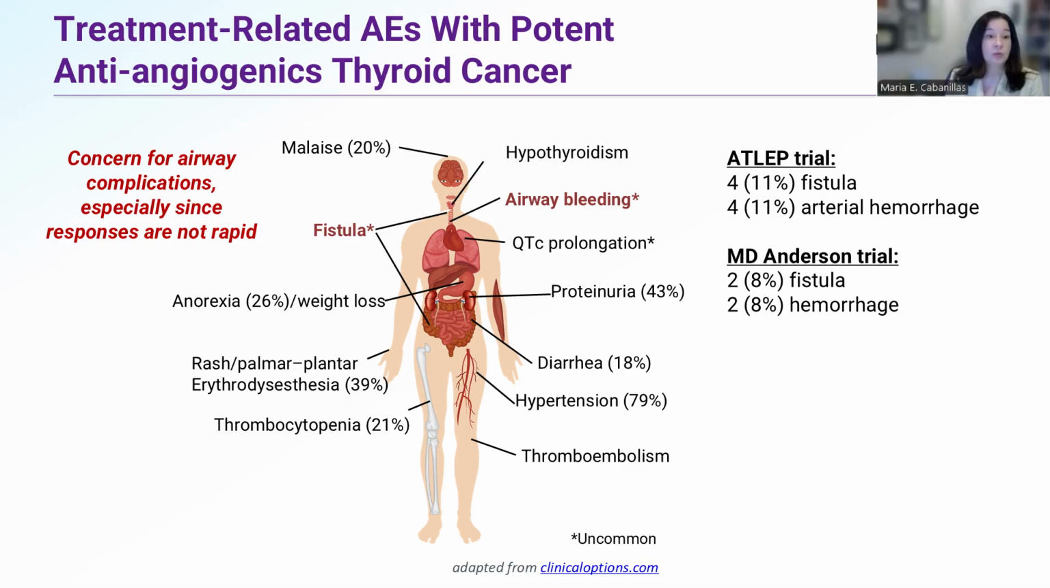This is the treatment-related adverse event profile for lenvatinib and for potent anti-angiogenic drugs. And what I want to point out is that fistulas and airway bleeding are often fatal, and therefore we need to be aware of these possibilities with these powerful anti-angiogenic drugs. In the ATLAS trial, the fistula and arterial hemorrhage rate were 11% for both. In the MD Anderson trial, it was 8% for both. So they had 4 for each, and we had 2 for each. So this could have been because we used lower doses.